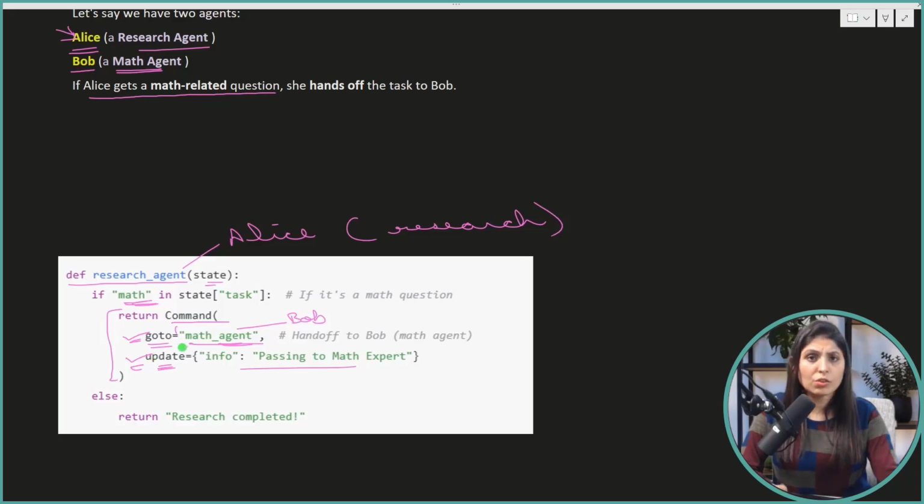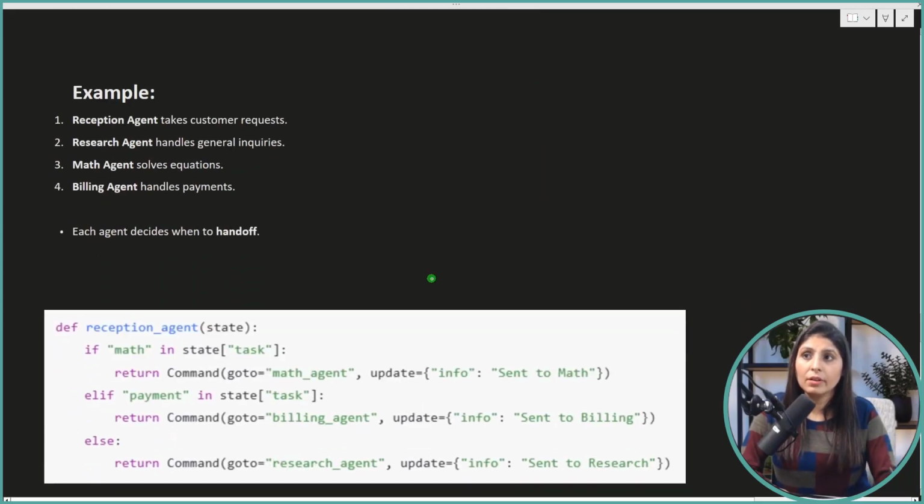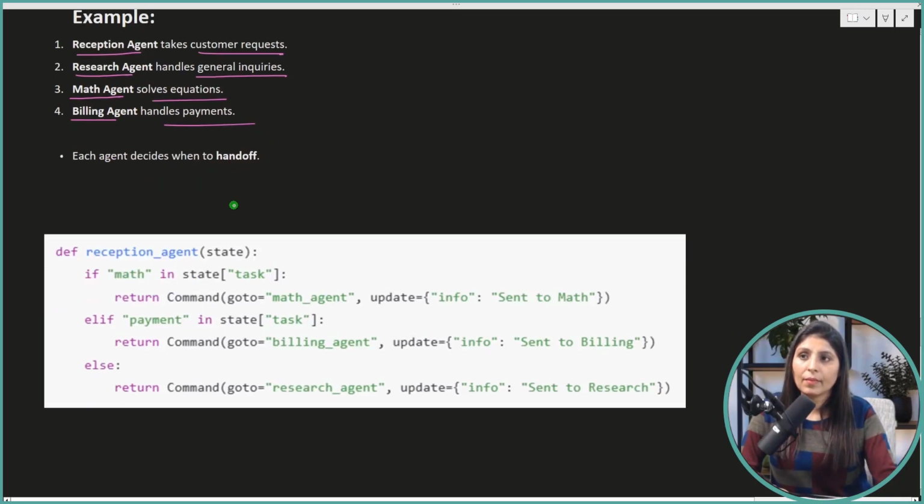Okay, so this is what handoff is. We can see one more example to understand it better. Suppose we have a reception agent, research agent, math agent, and billing agent. The reception agent handles basic customer queries, the research agent handles general inquiries, the math agent solves equations, and the billing agent handles payments. So see this function over here.